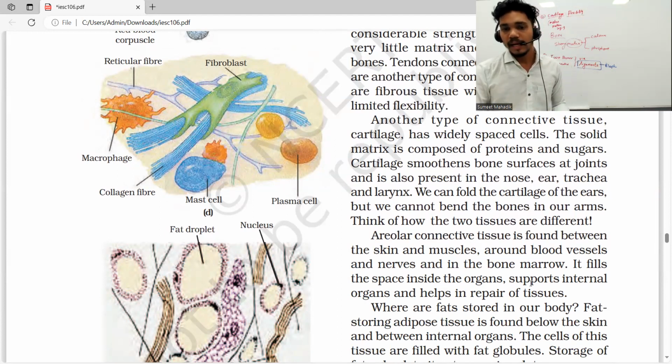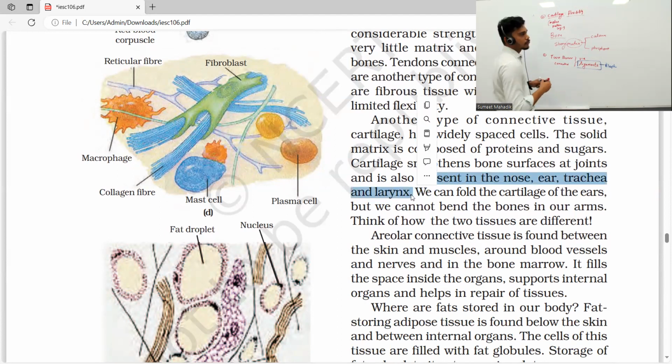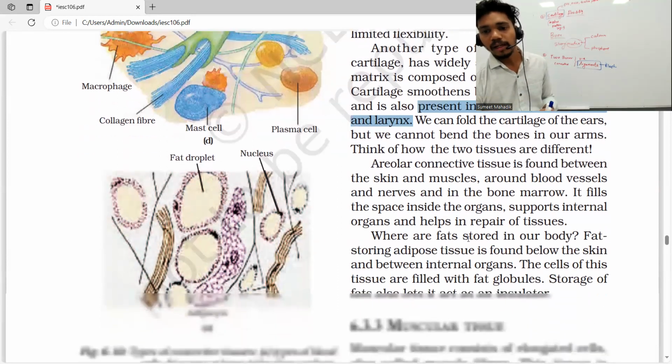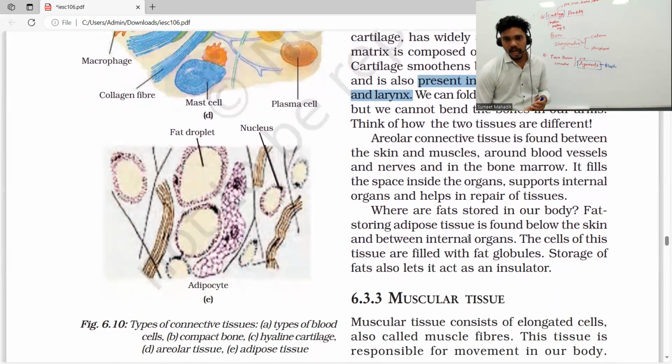Cartilage smoothens the bone surface at the joint, and is also present in the nose, ear, trachea, and larynx. It is present in the ear, nose, and trachea. We can fold the cartilage of the ears, but we cannot fold the bones in our arms. Can we fold this part? Why? Because of the cartilage. Now, areolar connective tissue is found between the skin and muscles, around the blood vessels and the nerves, and in bone marrow.